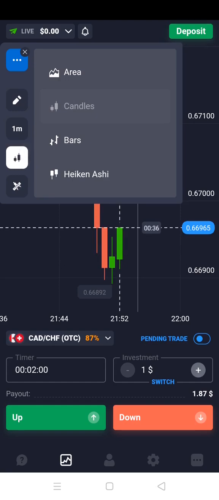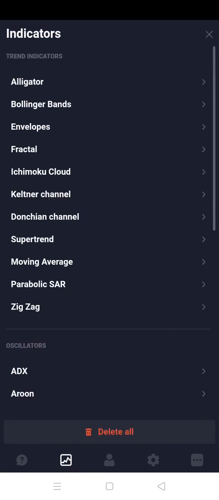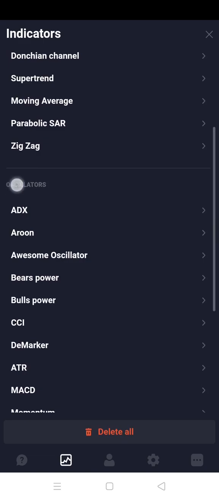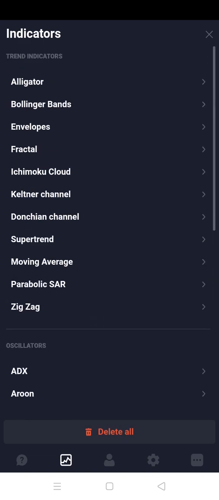Below the chart types, we have what we call the indicators area. This place that looks like a compass. Once you select this, you'll find your indicators here. Over here we have trend indicators at the top, and over here we have oscillators. The both of them are different, so let me explain the difference.